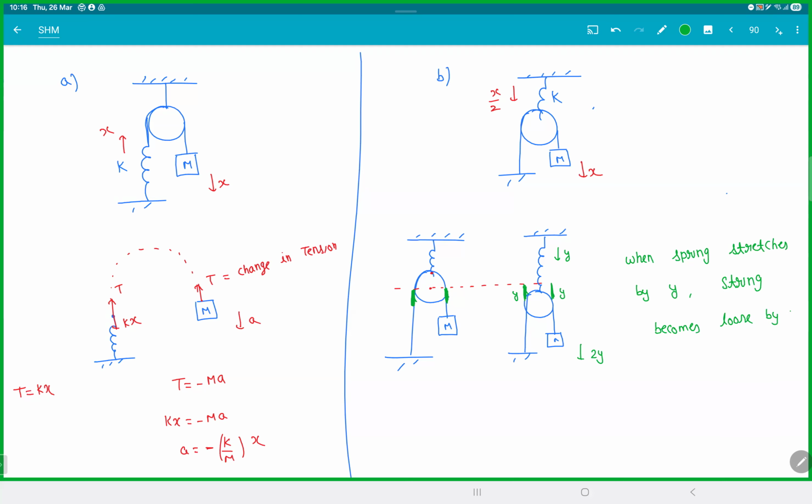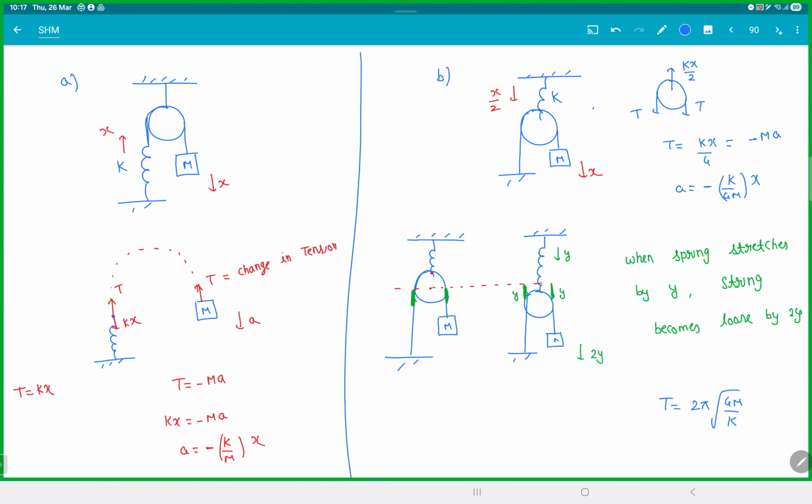Clear with this? Then what are the forces? If you take the pulley, this force will be kx by 2. This will be tension, this will be tension. So we get tension is equal to kx by 4. Tension is equal to mass into acceleration. We get acceleration is equal to minus k by 4m into x. Therefore, the time period will be 2 pi root over 4m by k. So two things happen. The elongation becomes half and the force again becomes half because there are two strings.